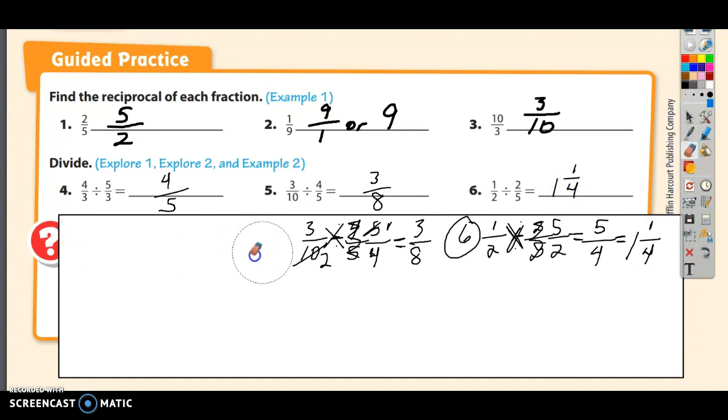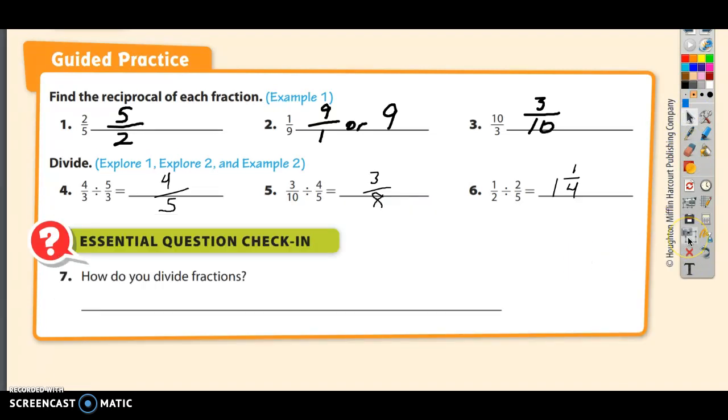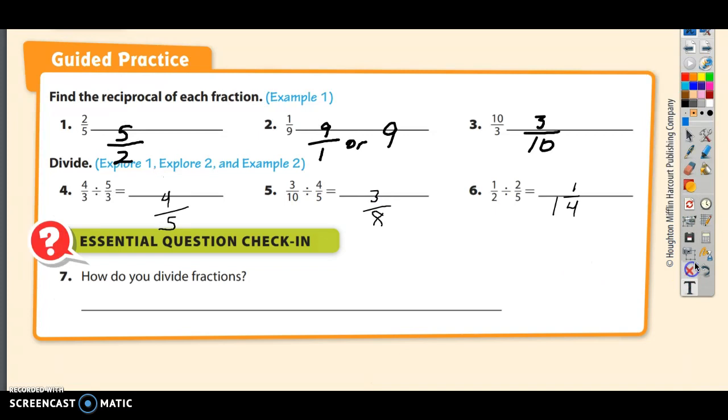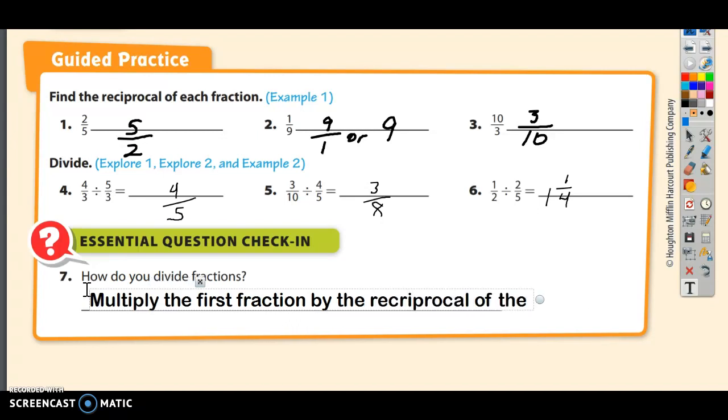Okay, we've got one check-in question at the bottom. This is one of the easier ones. How do you divide fractions? Multiply the first fraction by the reciprocal of the second fraction. That's it. It's that simple.